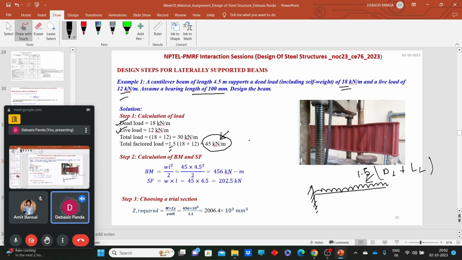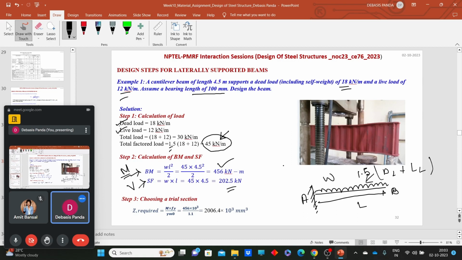Now due to that load, what should be the maximum bending moment and shear force? For a cantilever beam, the maximum bending moment will occur at the support. Say, for example, this is point A, this is point B. The value is WL square by 2, so the maximum bending moment comes as 456 kilonewton meter. Now what is the shear force? The maximum shear force, if the length is L and this is the total load, is nothing but W into L. So that comes as this. This is the factored bending moment and this is the factored shear force generated on the beam due to the transverse loading.